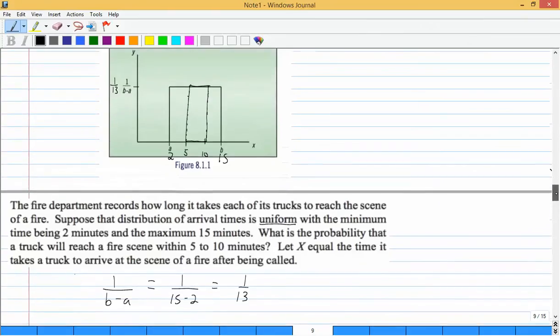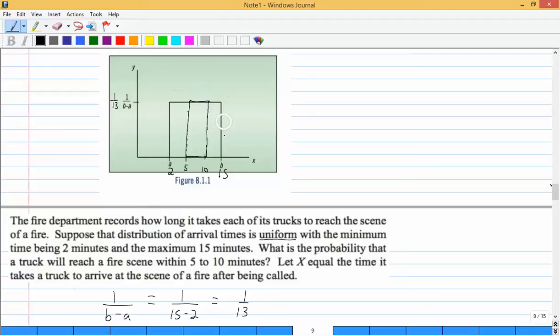So what do you think I should get if I took the probability of this entire figure? I should get 1, because the probability of something occurring at any time would be 1, because it said that the fire department trucks arrive between 2 and 15. So let's see if that would be true. Well, the difference between 2 and 15 is 13. So if this is 13, and then the height is 1 over 13, 13 times 1 over 13 is 1. Okay, so remember, with uniform distributions, the probability of something occurring at any time, in any given interval, is going to be 1 total.